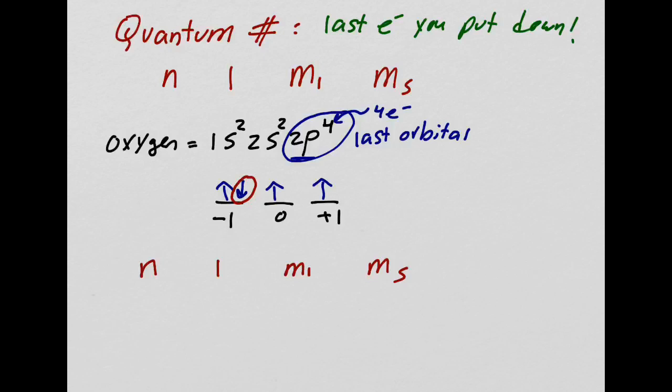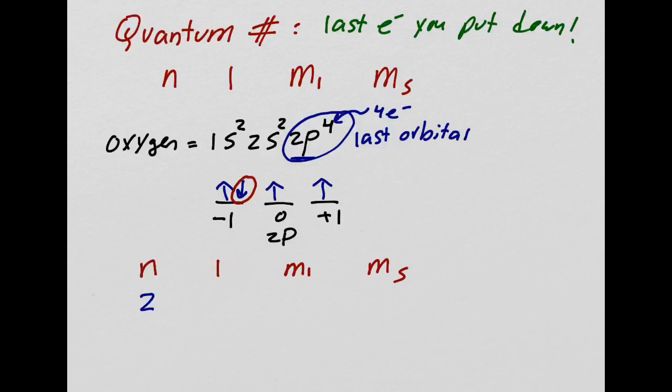So, you tell me, what is my N for the last, and also remember, so this was 2p, right? This was in a 2p orbital, because the last one was 2p4. Okay, what is my N? Which energy level am I? 2. I'm in the second energy level. Okay, what is my L?